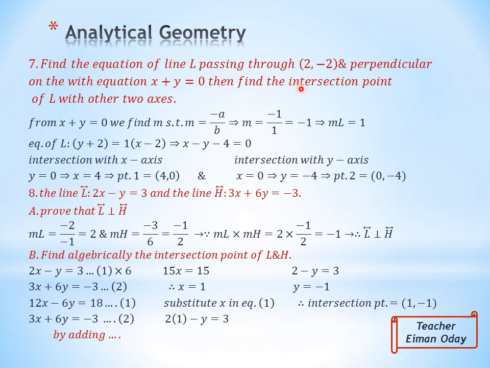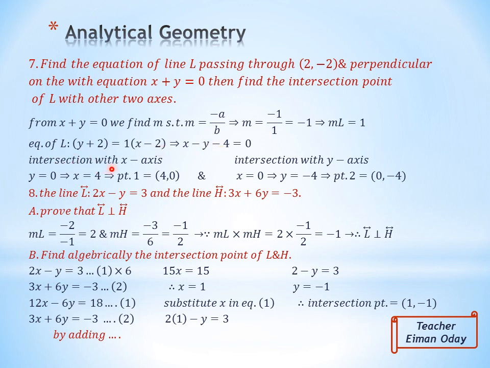Number 7, find the equation of the line passing through this point and perpendicular to the line x plus y equals 0. Then find the intersection point of L with the two axes. Now, from this equation, I will find m because it is negative a over b. So the slope of L is 1. What is L? This is the equation of the previous line. And then the slope of the new line is negative 1 over this value. Also, I'm finding the slope of this line. Now, this L is passing through this point, so I will use my equation, slope and point, and substitute.